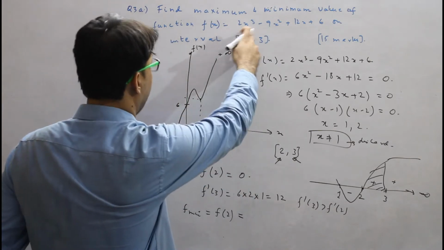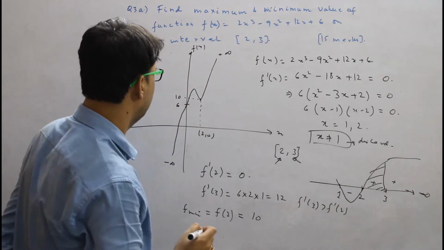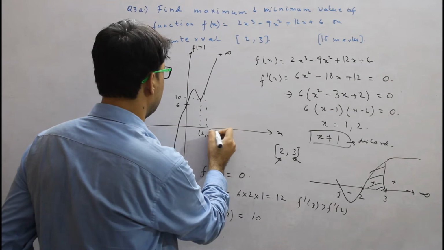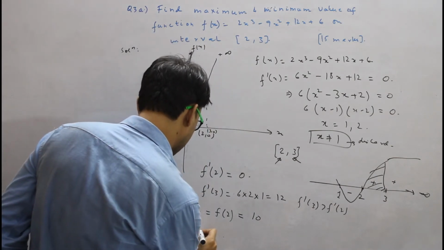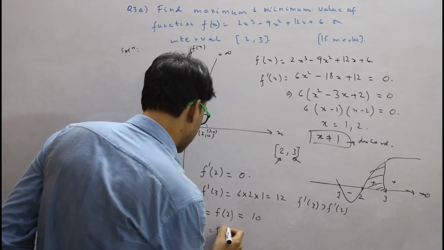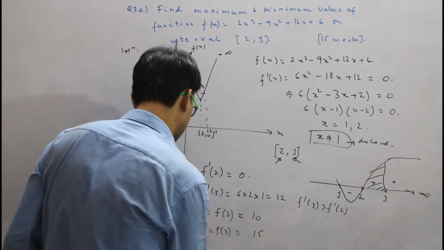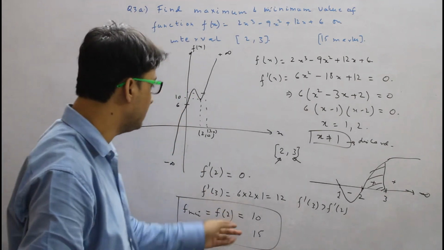So if you put in the value, we will get this as 10. So we can write this as 10. Okay, and our next point of consideration is 3. Whatever the value will be, f max is f3. If you put this value in this one, we will get this as 15. So this is how we have to find the answer. Definitely it's a very simple question, and we can get the answer.